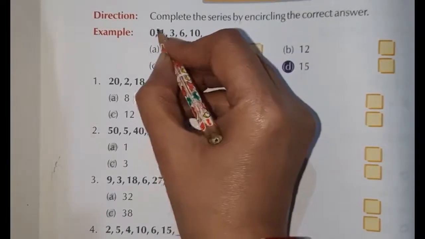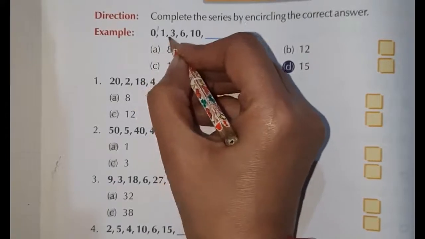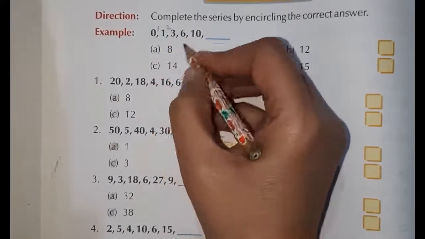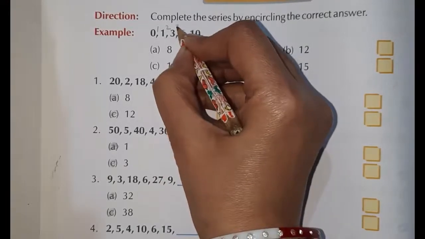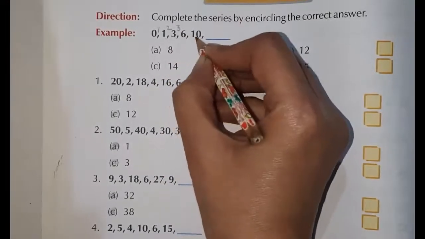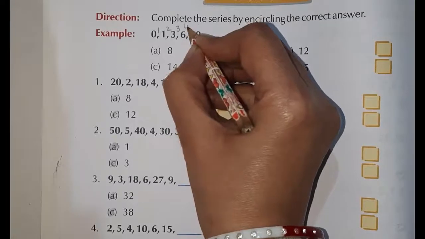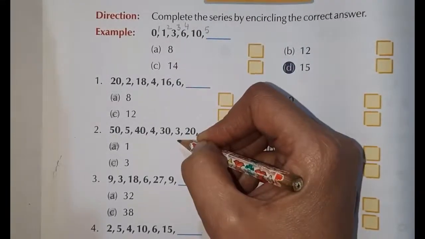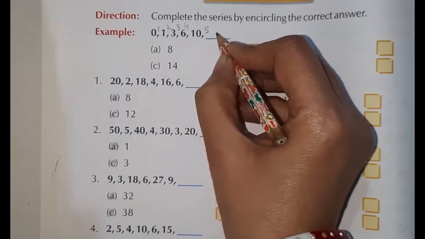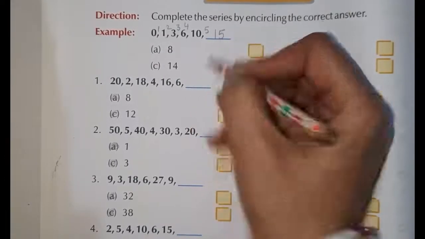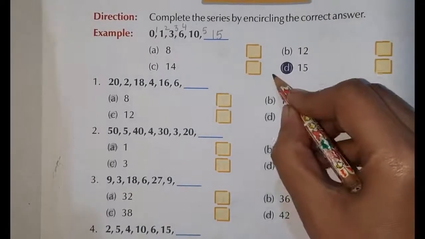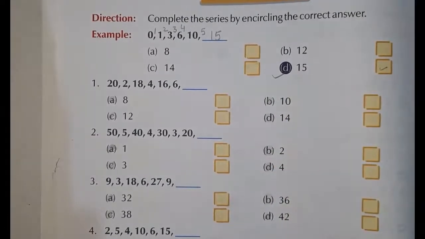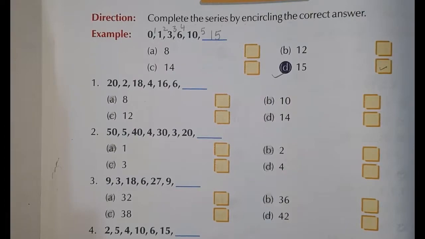0 to 1, there is gap of 1. 1 to 3, gap of 2. 3 to 6, gap of 3. 6 to 10, 4. Now there should be gap of 5 numbers. So 10 plus 5, 15. So option is D. Got it?